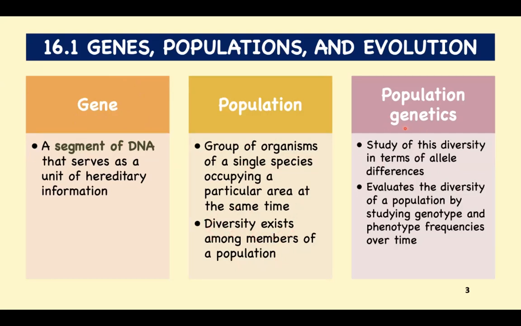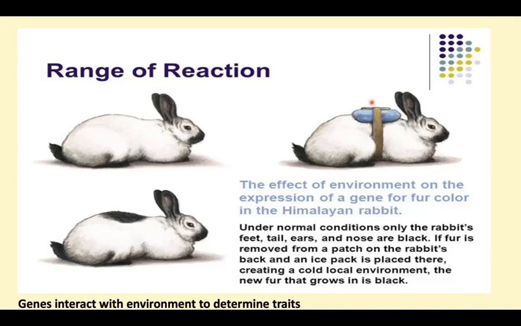So what is population genetics? It is the study of this diversity in terms of allele differences. Okay, traits. Okay, allele differences. So this evaluates the diversity of a population by studying genotype and also the phenotype frequency over time. Okay, when you understand gene, when you understand population, when you understand population genetics, then only we can go into evolution. Okay, so if you see this photo here, this is the Himalayan rabbit.